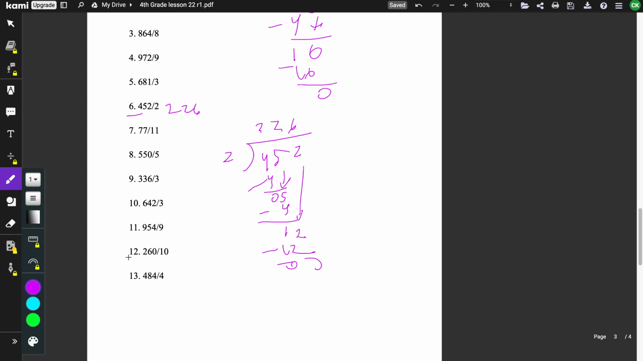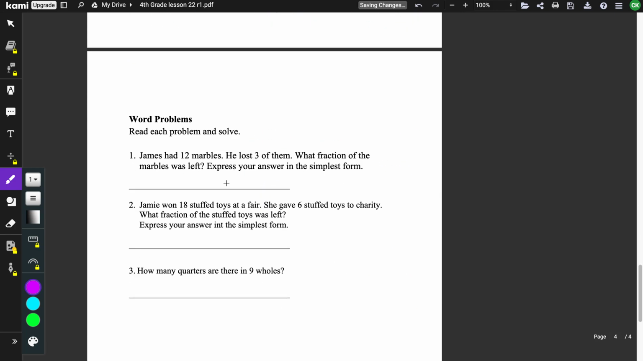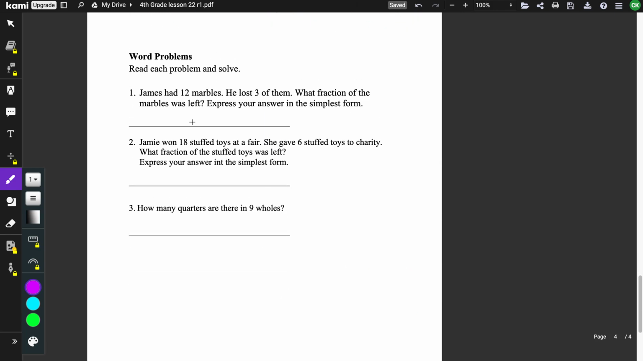And let's do number 12 as our last one. 260 divided by 10. This is actually pretty easy. You really don't need to do this if you really don't want to, but just for the purpose of showing work, we're going to do this. So 260, how many times does 10 go into 26? 2 times. So 20, and then 60, carry down the 0. How many times does 10 go into 60? 6. So yeah, there we go. So the answer was just 26. Simple as that. Alright, let's do some word problems, and we can see that it's pretty simple for this one.